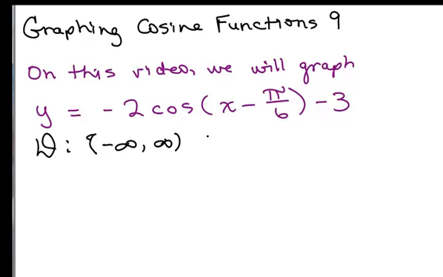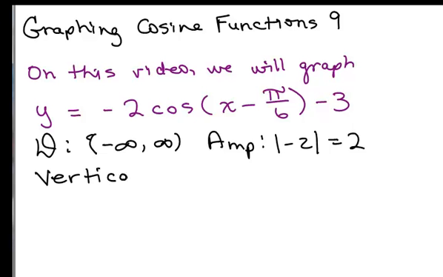And then what about the amplitude? The amplitude is the absolute value of this coefficient, -2, so the amplitude is going to be 2. We have this -3 at the end, so that's going to be our vertical shift. Since it's -3, that means we're going to go down 3 units.